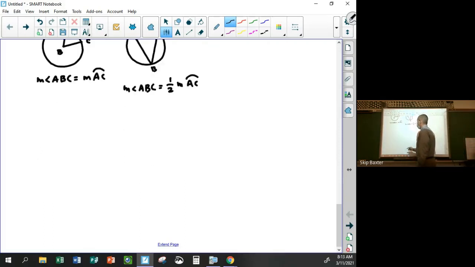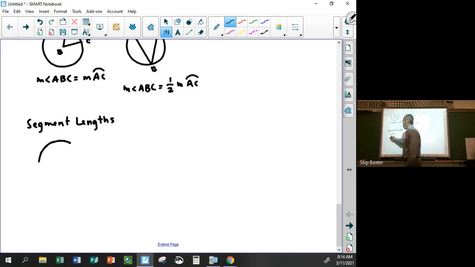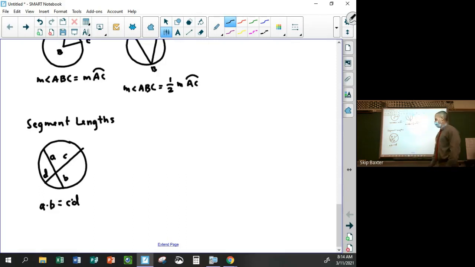Then it's everything that was on yesterday's quiz, which was last week's stuff. So that was segment lengths in circles. And there's three formulas here. If you have two chords intersecting inside a circle, then the product of the segments of one chord, A times B, equals the product of the segments of the other chord, C times D.